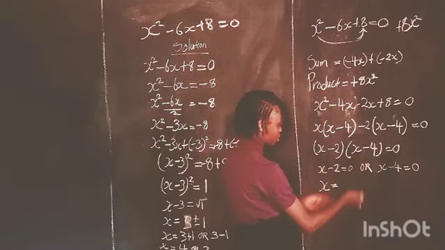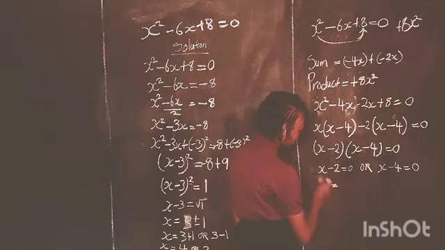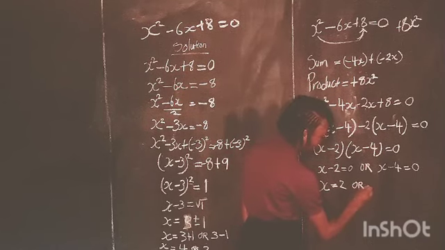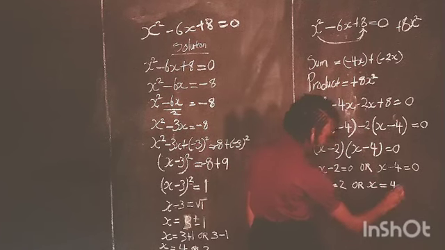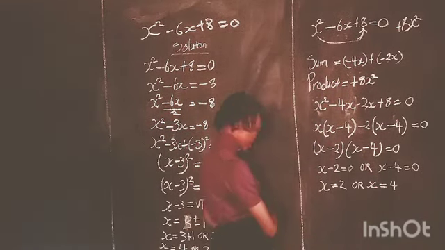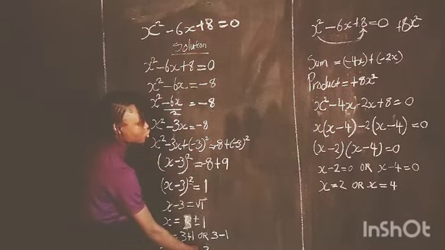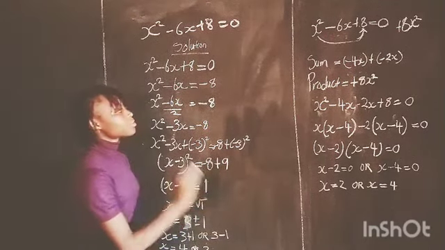When a negative sign is crossing, it gives us plus. So x equal to 2, or x equal to 4. So we got the same answer as we saw for the completing the square method. We got 4 or 2, and here we also have x equal to 2 or 4.